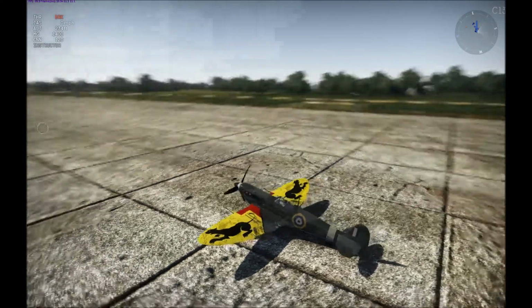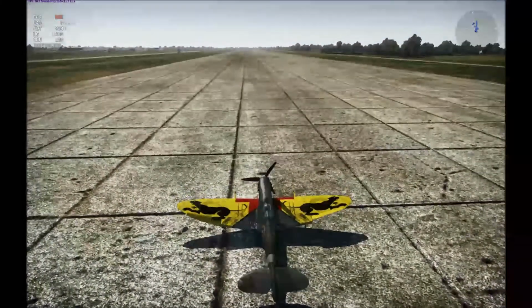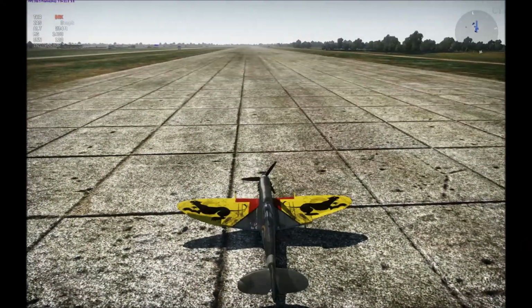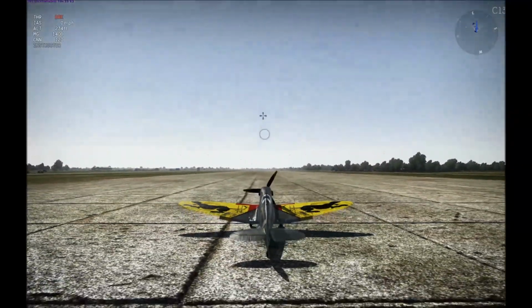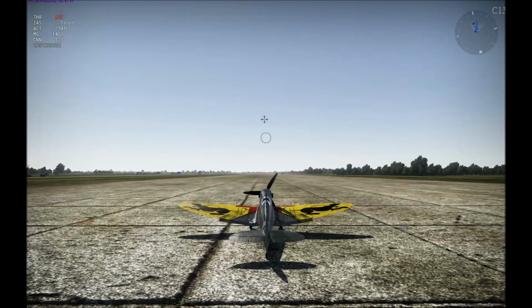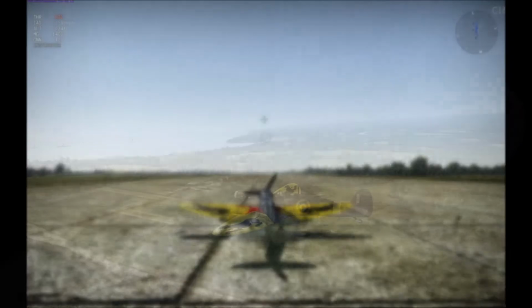So what happens when we do both? Well, the left wing comes up and the right wing goes down. So what's going to happen is the aircraft is going to roll to the right. So let's go ahead and try a few of these and see what happens.